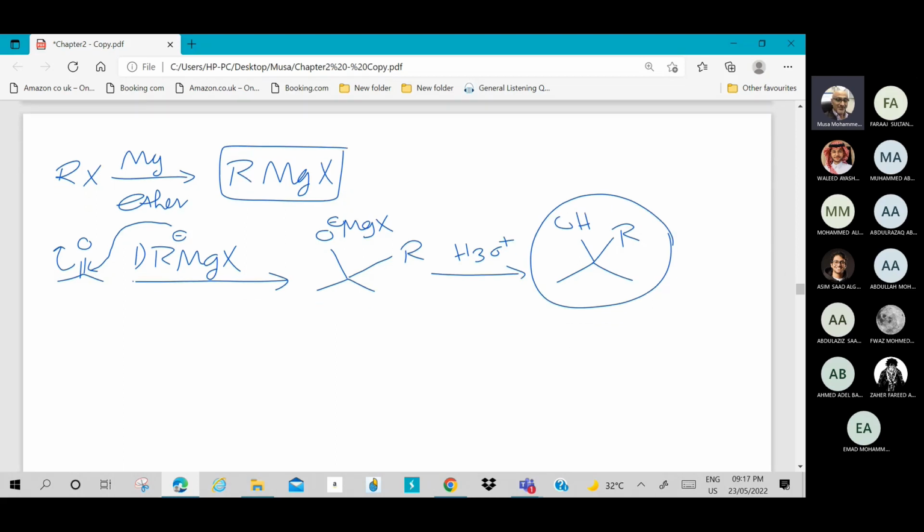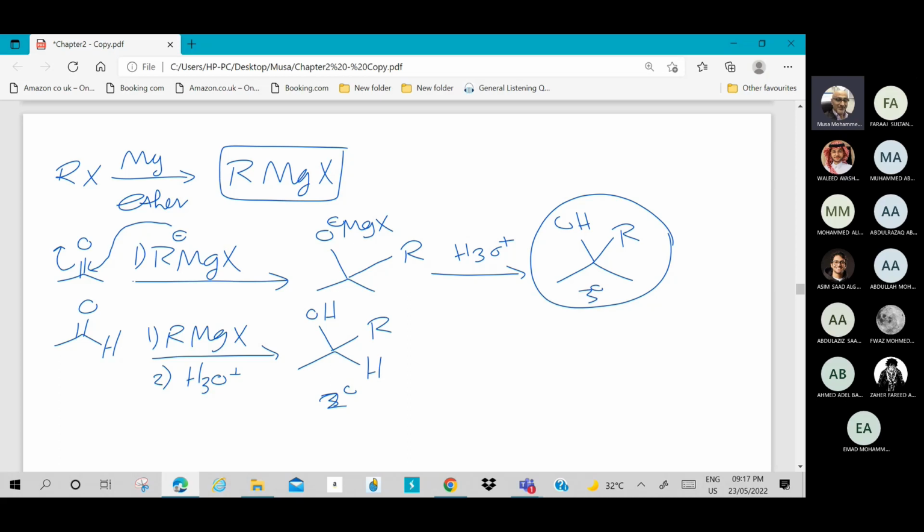What if you have aldehyde? If you have aldehyde, C double bond O H, you treat it with a Grignard, first RMgX followed by H3O plus. You will form OH, hydrogen, and R, secondary alcohol. This is tertiary alcohol. So tertiary alcohol comes from ketone. Secondary alcohol comes from aldehyde. Formaldehyde will, of course, give you the primary alcohol.